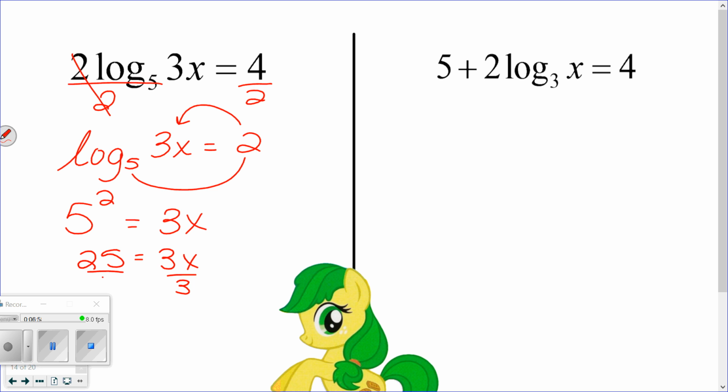Divide by 3. Does that divide nice and pretty? No. What do you want to do with it? Do you want to leave it 25 thirds? Do you want to divide it? I'm lazy. I'm going to change it to 25 thirds, but sure.